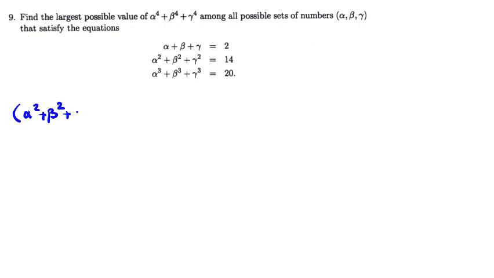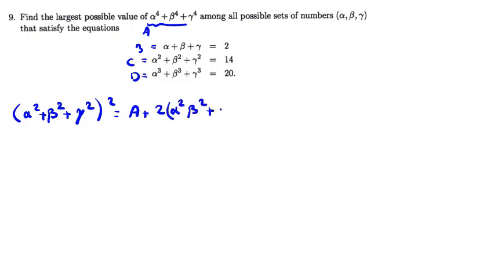Alpha squared plus beta squared plus gamma squared to the power of 4 is, let's call this one A, let's call this one B, let's call this one C, let's call this one D. So it will be what? It will be A plus 2 alpha squared beta squared plus alpha squared gamma squared plus beta squared gamma squared. So we need to find this.